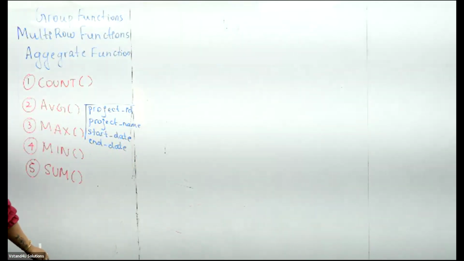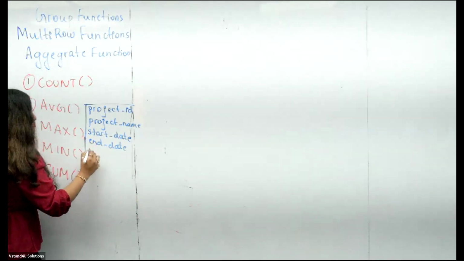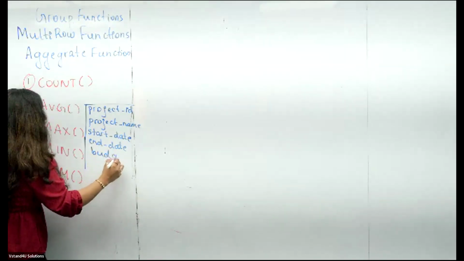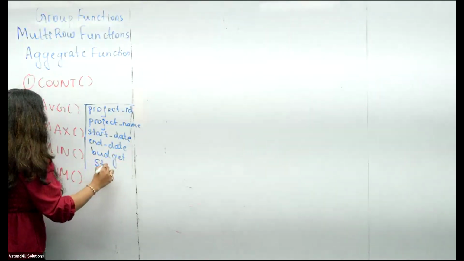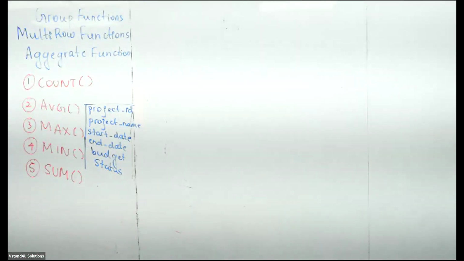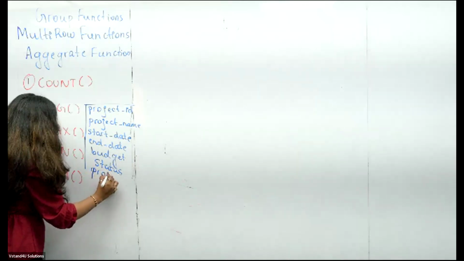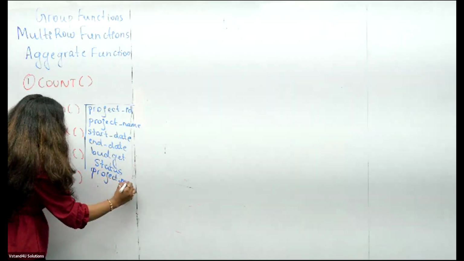And then you are supposed to have budget, and then status. Then you are also supposed to have one separate column called project manager.